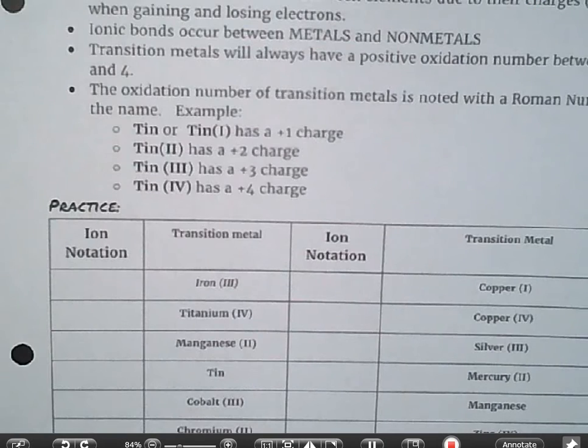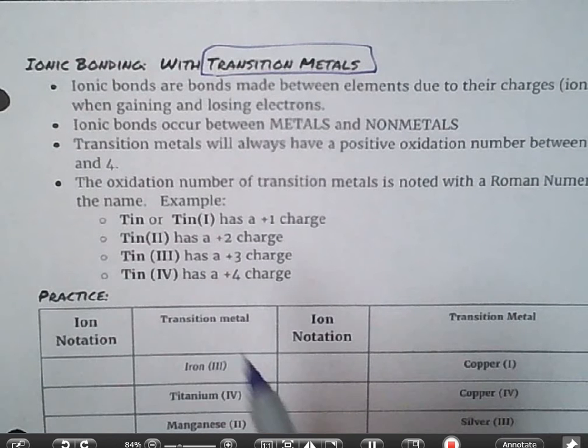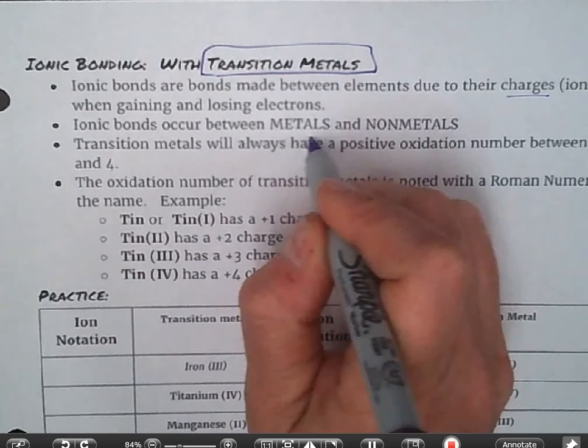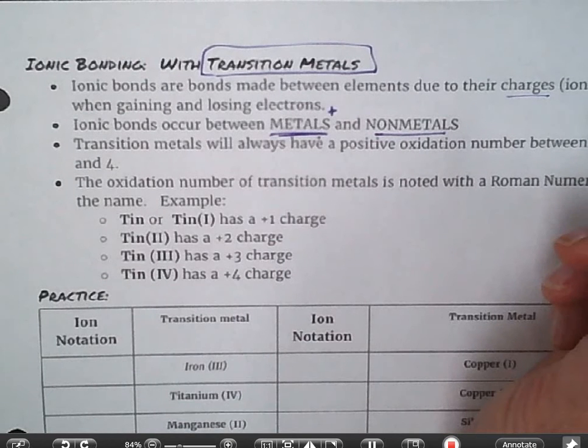So right here we're talking about ionic bonds, or bonds made between elements due to their charges. We've talked about that in class. Ionic bonds occur between metals and nonmetals, so you always have a metal and a nonmetal. Metals are your positive ions because they're giving away. Nonmetals are negative because they are taking.